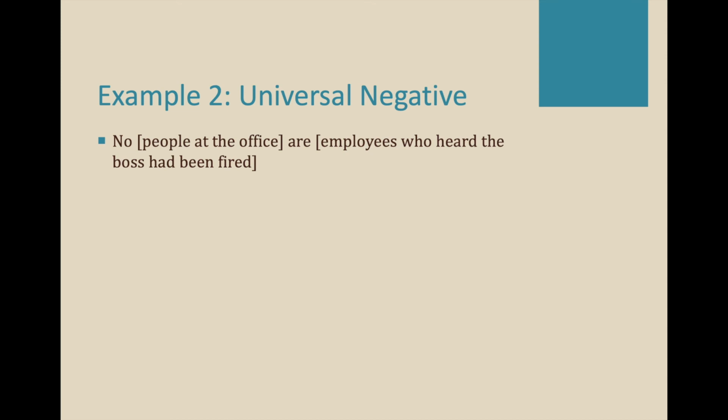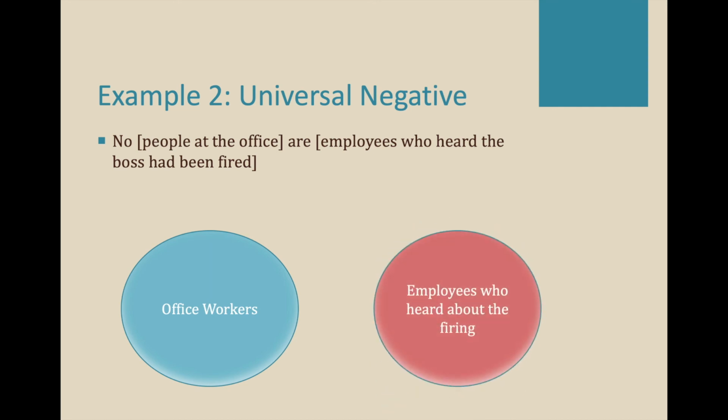This is the only way to construct a universal negative with the terms no, are, right? No subject term, are predicate term. No people in the subject term category are people in the predicate term category. And here's how we would represent this visually. So we have people at the office or office workers and employees who heard about the firing, and there is no overlap because no members of the subject term class are included in the predicate term class, and that's the universal negative.